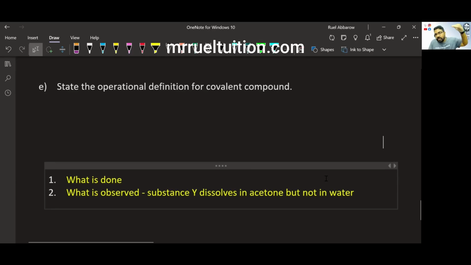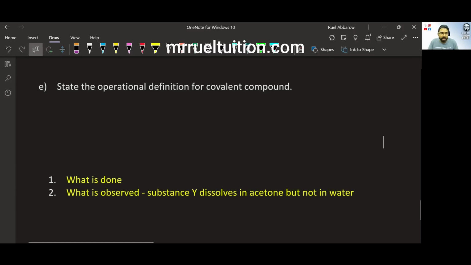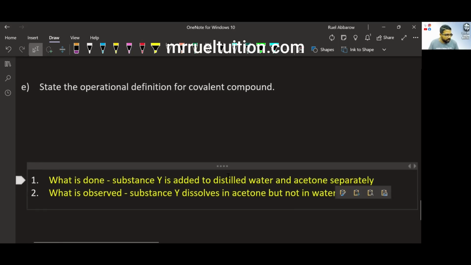Now we can trace back to what is done. What did we do in order to obtain this observation? We simply added substance Y to distilled water and acetone separately, isn't it? This is what we did. Substance Y is added to distilled water and acetone separately. After we added them separately, the observation was substance Y dissolved in acetone, but it didn't dissolve in water. So this is what we mean by what is done and what is observed.